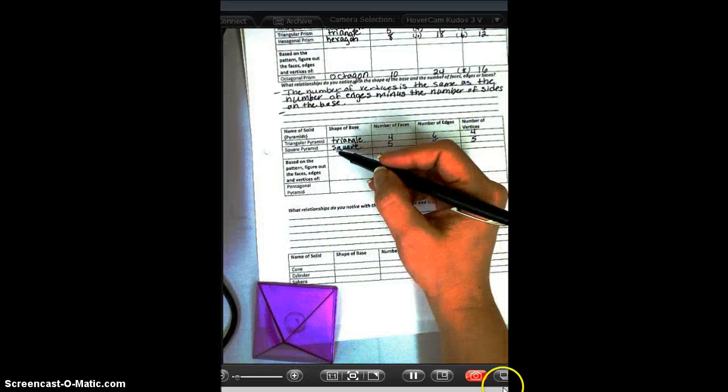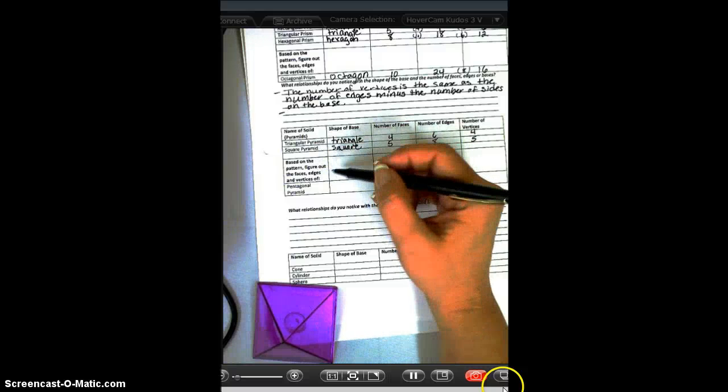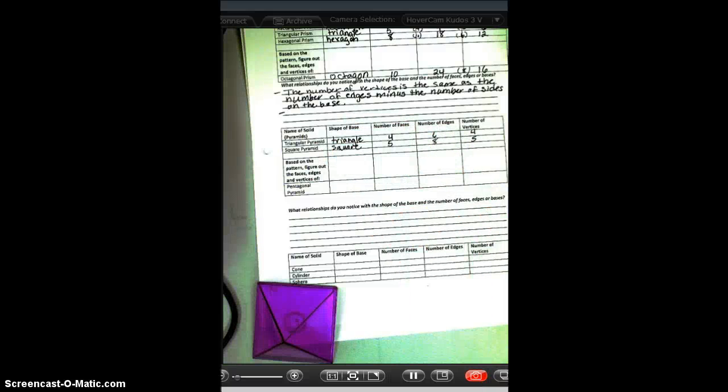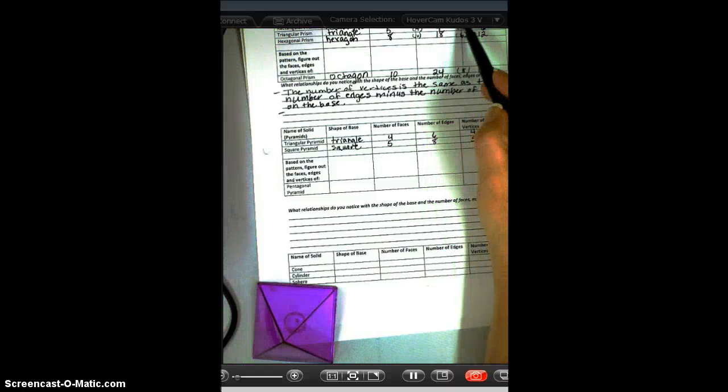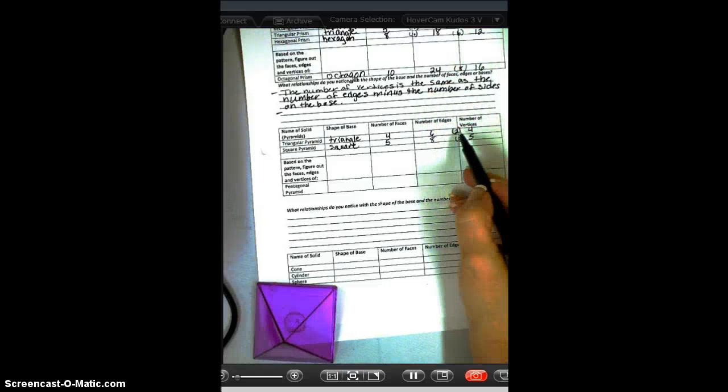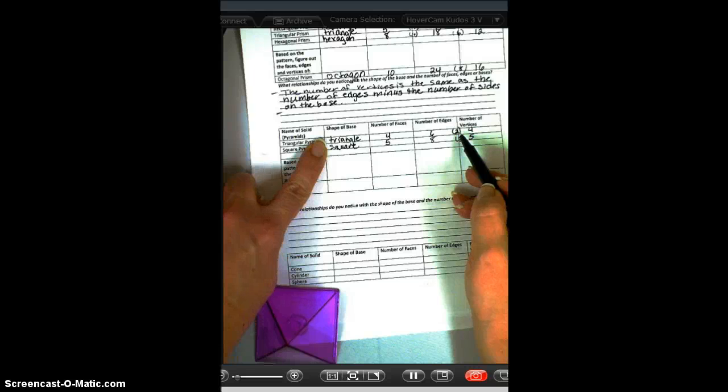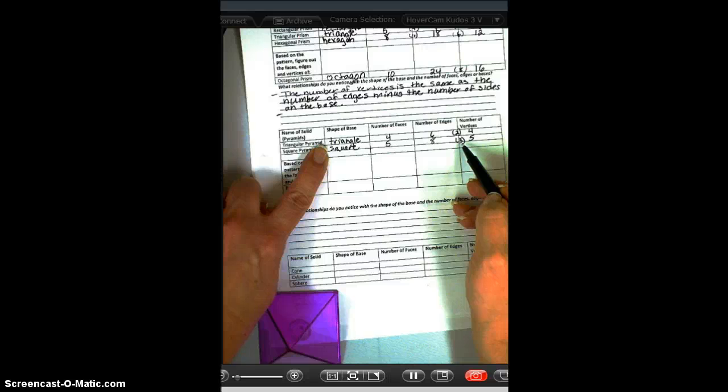Okay. Pattern you figured out based on number of faces, edges, and vertices. Well, we noticed up here that it went down based on the number of sides on the base. Let's try it here. This one went down 2, and this one went down 3, and the shape of the base was a triangle, so it was 1 less than the shape of the base, and here again it's 1 less than the shape of the base.